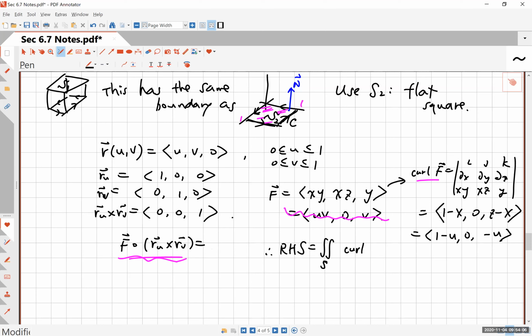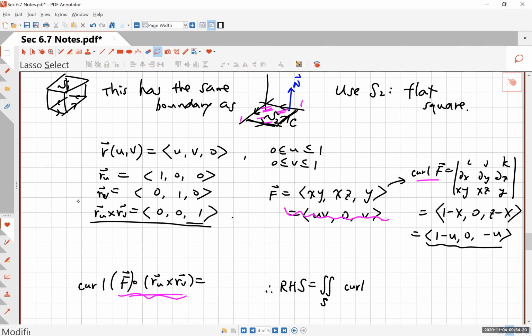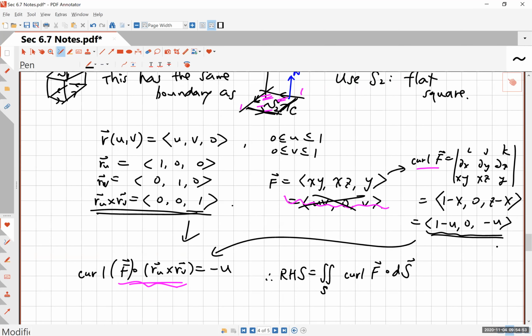Okay, and so now we get to do curl of F dotted ru cross rv. Now remember, ru cross rv is 0, 0, 1. So if you do that, all you get is negative u. Maybe I should make a little space here. Let's bring it down, because logically, you have to have this expression and this expression in order to calculate that. Okay, so you don't need this anymore. All you need is to take the dot product of curl of F and ru cross rv, and the answer is negative u. Okay, so then you calculate this. That's what you need to calculate, right?